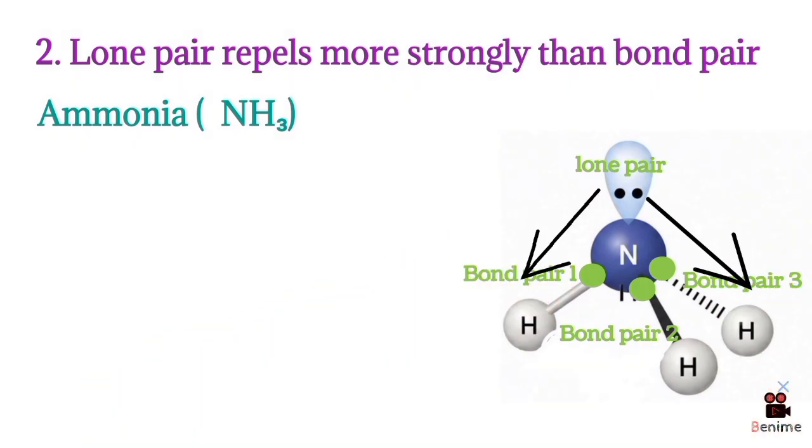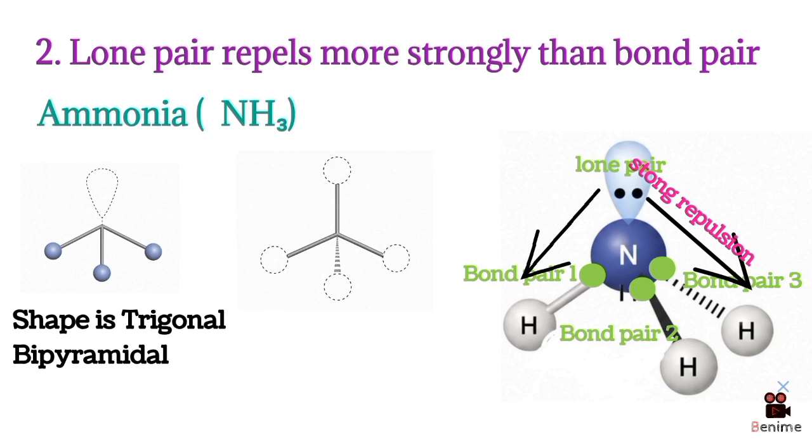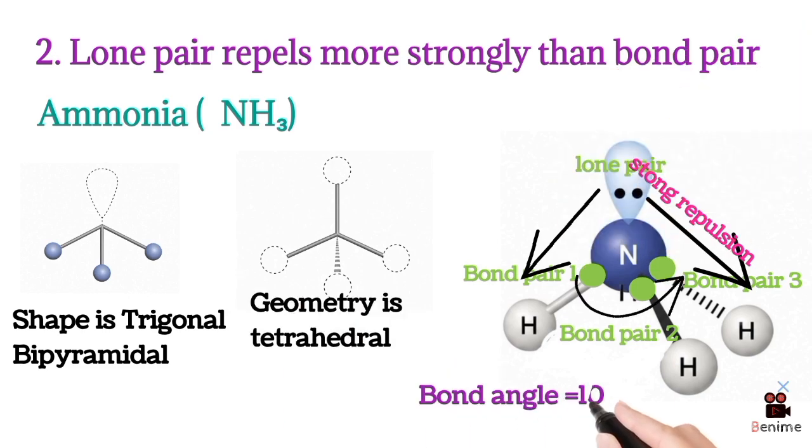All electron pairs repel each other. But lone pair repulsion is stronger than bond pair repulsion. Due to stronger repulsion, the lone pair pushes the bond pairs slightly closer together. As a result, the shape of the molecule becomes trigonal pyramidal. Its electron geometry becomes tetrahedral. Its bond angle unexpectedly becomes about 107 degrees. It is due to the greater repulsion of the lone pair-bond pair. So, according to VSEPR theory, lone pairs repel more strongly than bond pairs.